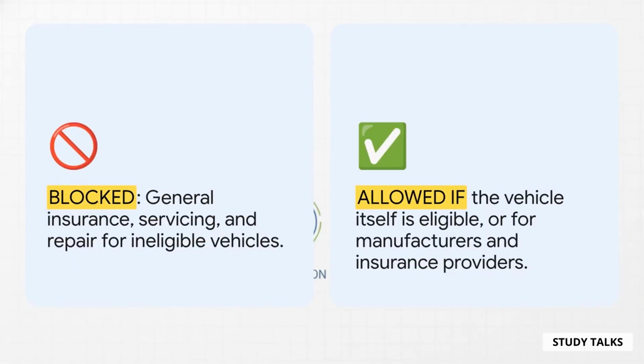And this just makes perfect sense. Think of it as a domino effect. If the vehicle itself is ineligible for ITC, then it's no surprise that any related services, like insurance, servicing, and repairs, are also blocked. But on the flip side, if the vehicle is eligible because of one of those 3 exceptions we just talked about, then the ITC on these related services is also allowed. The key takeaway is simple. The eligibility of the service follows the eligibility of the vehicle.